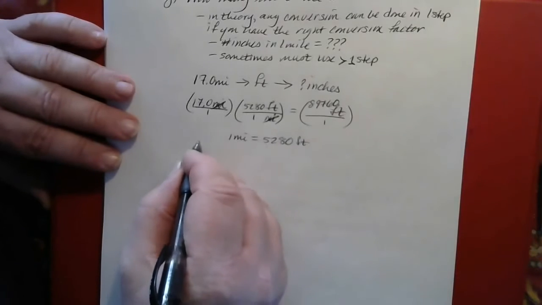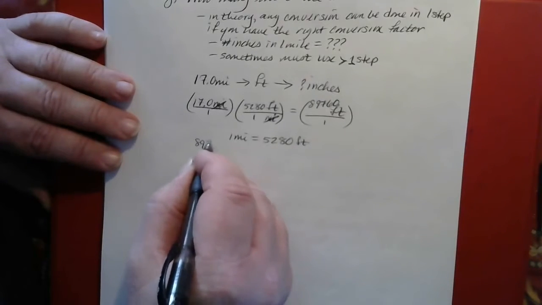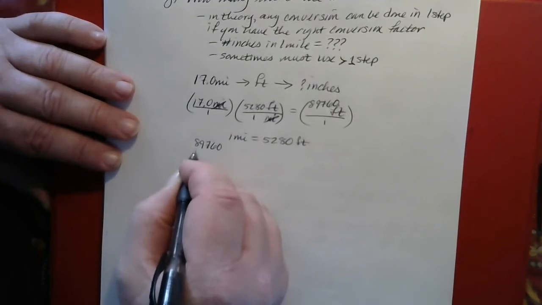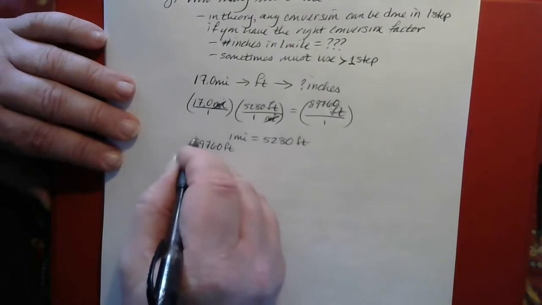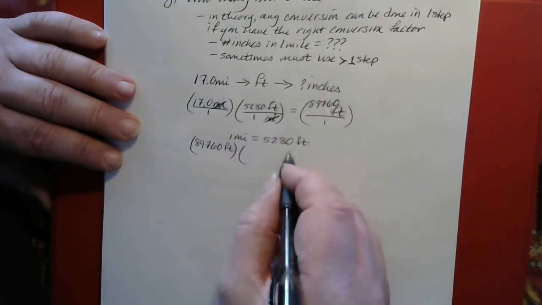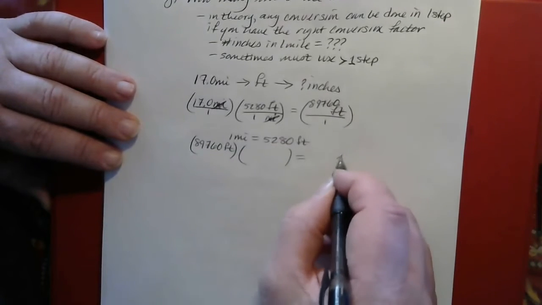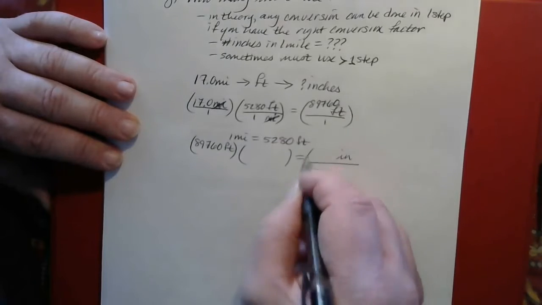Okay, so second step: 89,760 feet will be our starting point, and we'll have a conversion factor, and then we end up with something in inches.